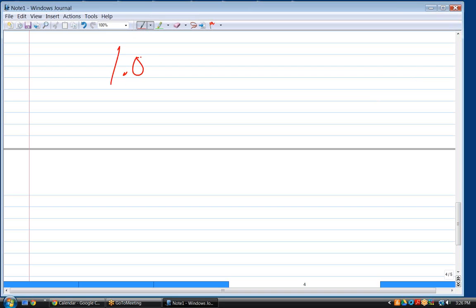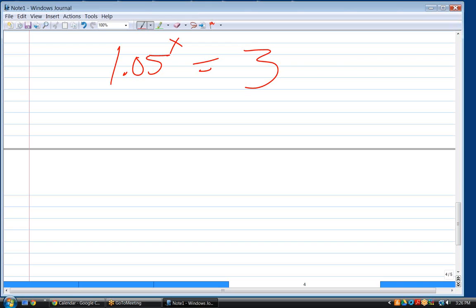1.05 to the x equals 3. Solve this by using the properties. Well, notice we don't have an algebraic solution to this. You can't really go into your calculator and say 1.05 to some power equals 3. It's not going to tell you that power.